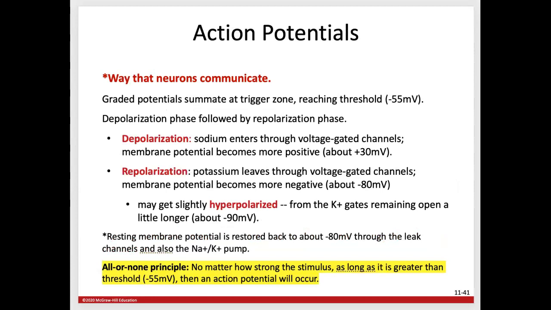Okay, so action potentials are ways that neurons communicate. Graded potentials can summate at the trigger zone where threshold could be met, which is negative 55 millivolts, and that's how we abbreviate it there, the little m and a capital V. When an action potential fires, we have the depolarization phase, followed by the repolarization phase.